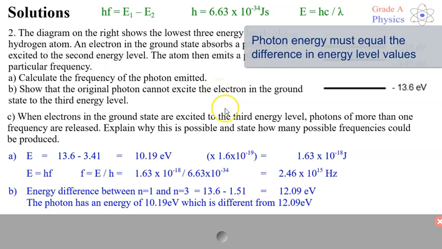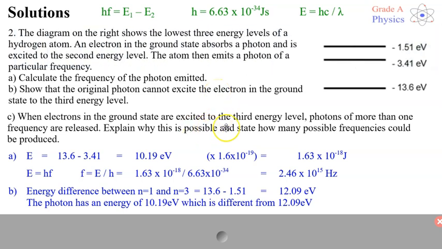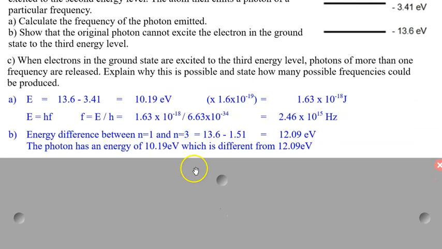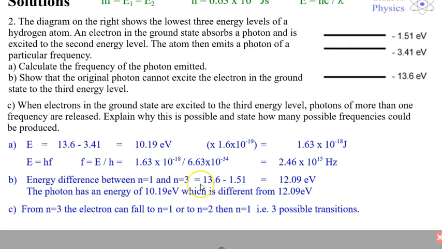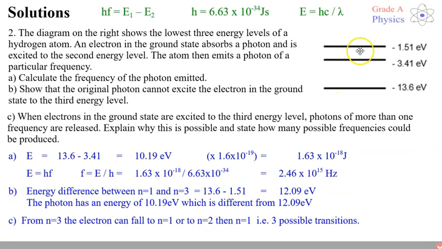Right, C, when they're excited to the third energy level, we get multiple frequencies. Okay, so once again, this is similar to what we were saying before. So if it's in position 3, it could drop to 2, or it could drop to 1, or it could drop from 2 to 1. So there are 3 possible transitions. They're very similar to what we said previously.